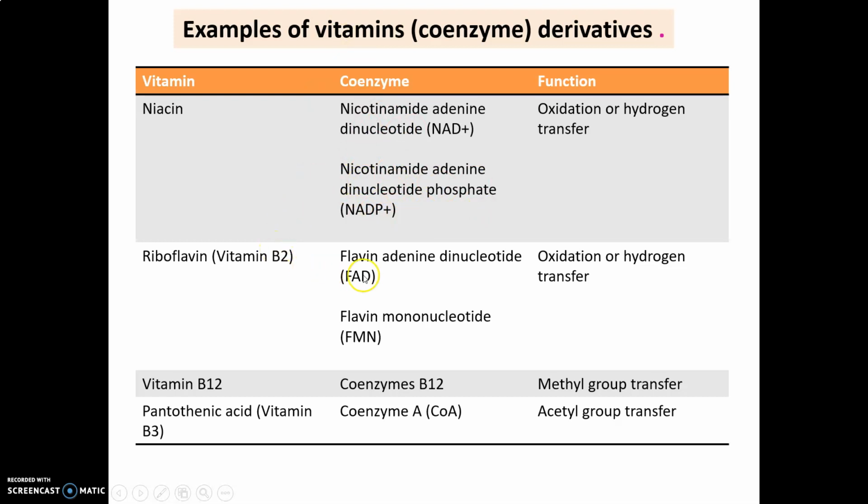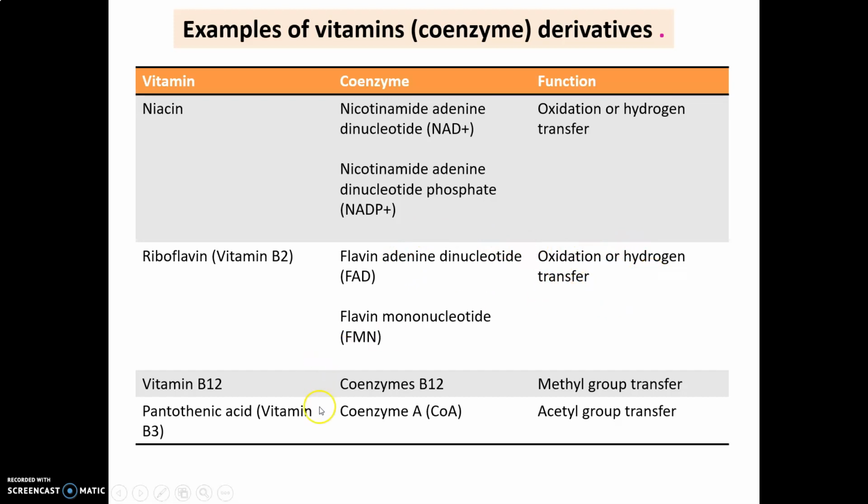Okay. Juga kita juga ada this FAD, flavin adenine dinucleotide. Diorang ni derive daripada vitamin B2 yang juga dikenali sebagai riboflavin. Juga akan involve in cellular respiration. Ini ada dalam mitochondria. Okay, and dia akan involve in oxidation and hydrogen transfer. Okay, nanti kita akan go into more detail dekat dalam chapter 5.